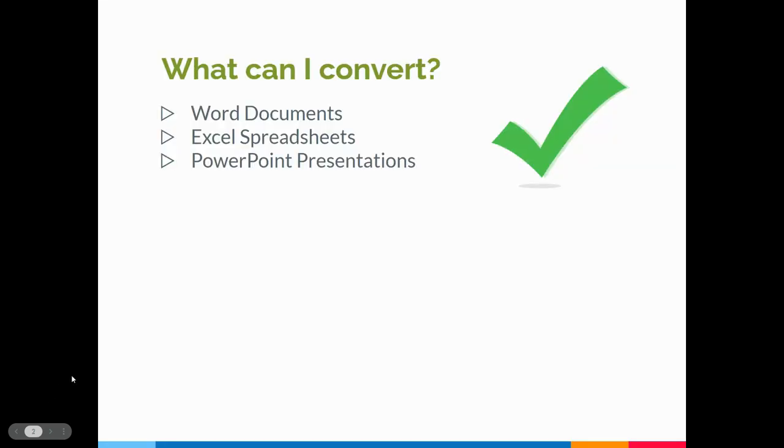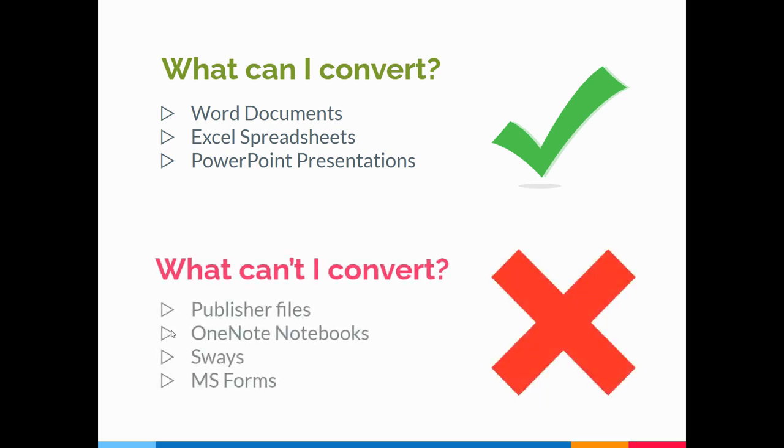So what files can I convert? Microsoft Word, Microsoft Excel, and PowerPoint are all similar enough to Google's Docs, Sheets, and Slides that you can convert these file types. Some commonly used Microsoft files that you cannot convert include Publisher, OneNote, Sway, and Microsoft Forms. So in this example, we're going to take a look at Word and PowerPoint.